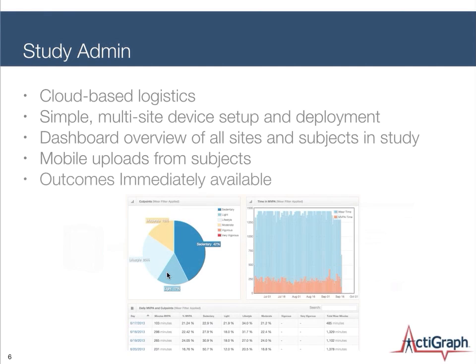Once data comes into the study admin system, it is immediately available for consumption. So the outcomes that we have built into that system mirror many of the outcomes that we currently provide in ActiLife, including cut points, moderate to vigorous physical activity, wear time, sleep efficiency, calories burned, total activity counts, etc.